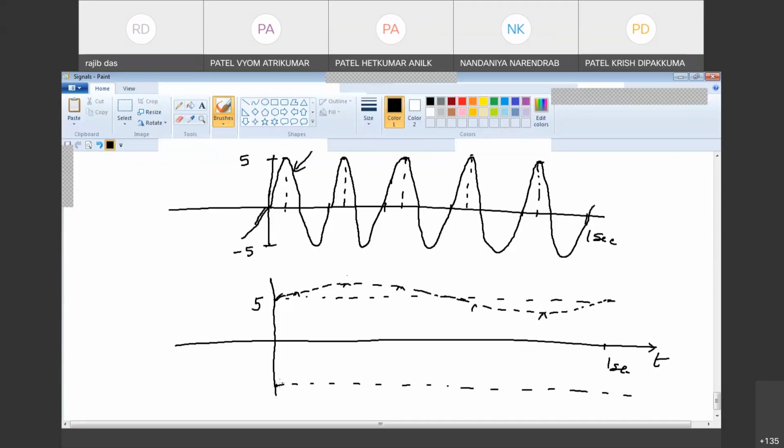So again, I will draw. Now the resulting signal can have this kind of shape. So here it is the peak, here it is up to this, here it is this. Sorry.